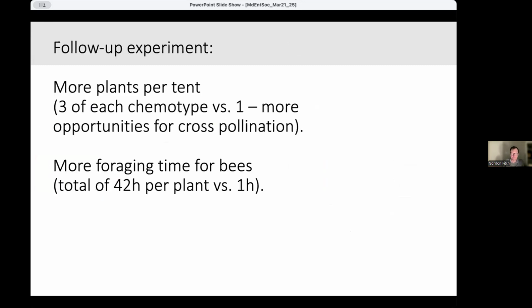experimental fluke. So then we went back the next year and set up a new experiment, also in tents, but now we put in more plants in each tent, so there was more opportunity for cross-pollination. Bees had 41 more hours to forage than in the first experiment.